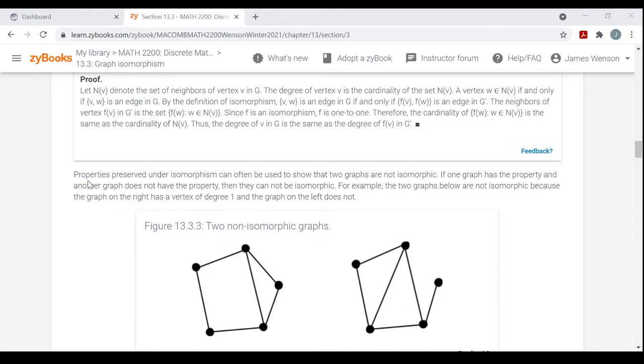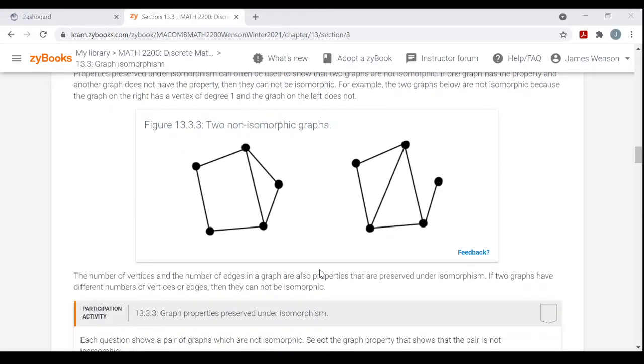So if two graphs are isomorphic, then the vertices have to map to other vertices with the same degree. So that means if you have two graphs and there's a vertex in one graph that has a degree that no vertex in the other graph has, they have to not be isomorphic. You cannot find a bijection between the vertices that would preserve all the edges.